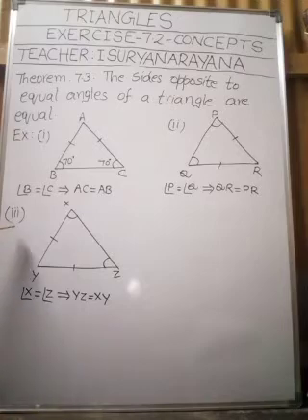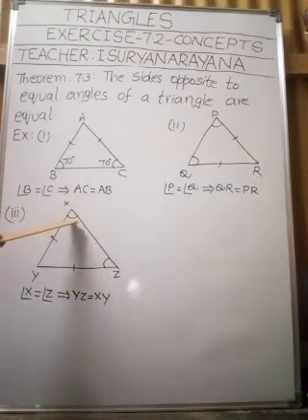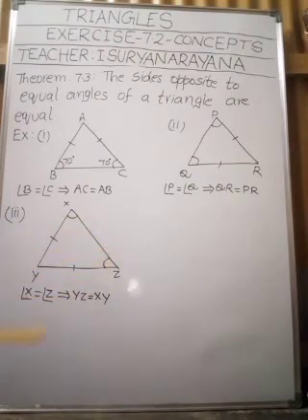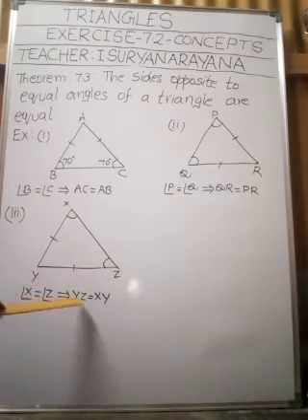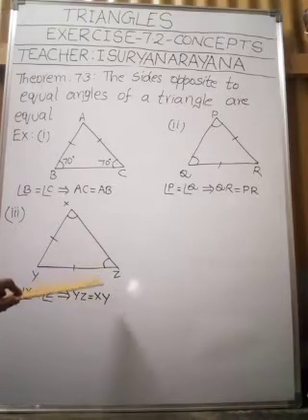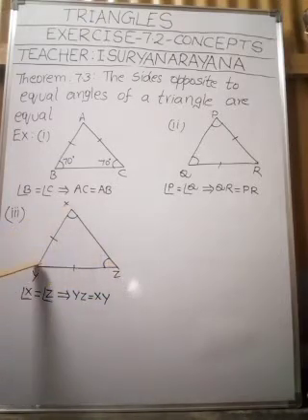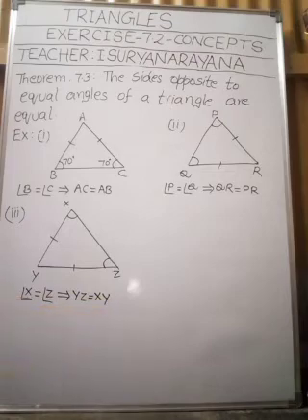Right. Now come to the third example. In triangle XYZ, angle X and angle Z are equal. These two angles are equal. Then what is the side opposite to angle X? YZ. So YZ is equal to, what is the side opposite to angle Z? XY. So YZ is equal to XY. These two sides are equal. Understood this point, my children? Right.